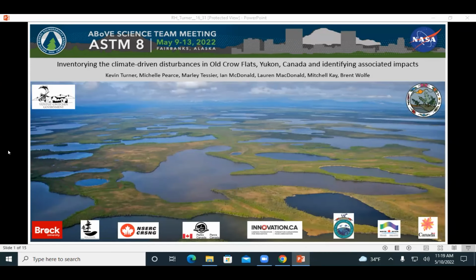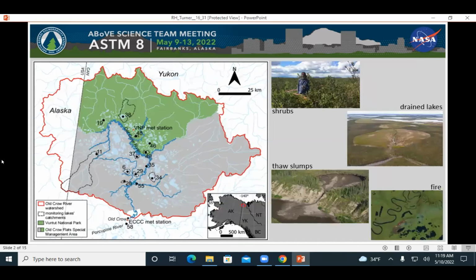And so what I'm going to talk about today, next slide, are a couple of the disturbances that have been noticed by members of the Vantakwichin First Nation, as well as some of our science-based measurements. Across this landscape, we can see things like greening. We have drained lakes, which we've been monitoring, tracking the number of them and the size, and thaw slumps, and as well fire. So it's got a nice mix of different types of disturbance, and it's important that we monitor how they are changing over time, their magnitude, but also how they're influencing the lakes and the rivers, which are really the foundation of the ecosystem.